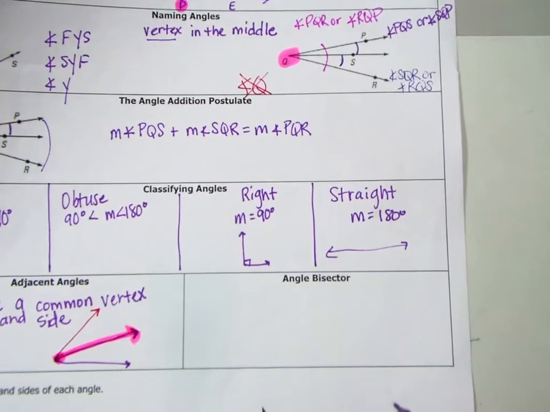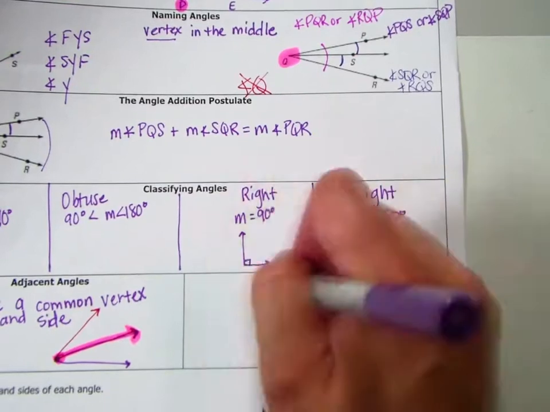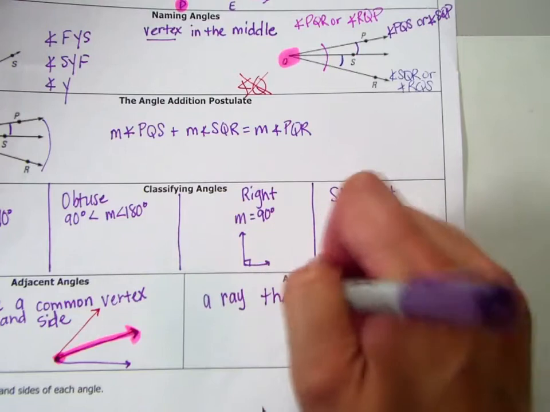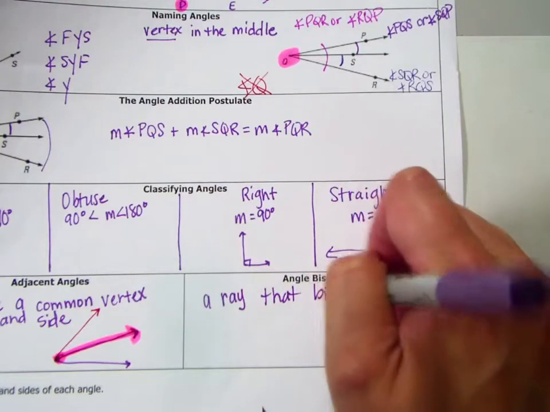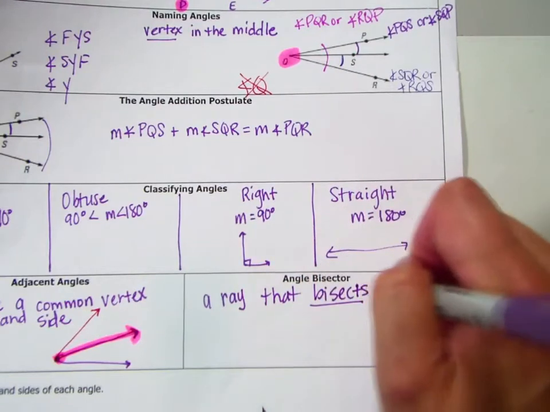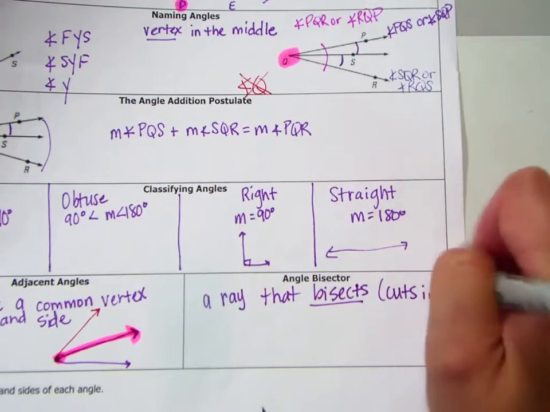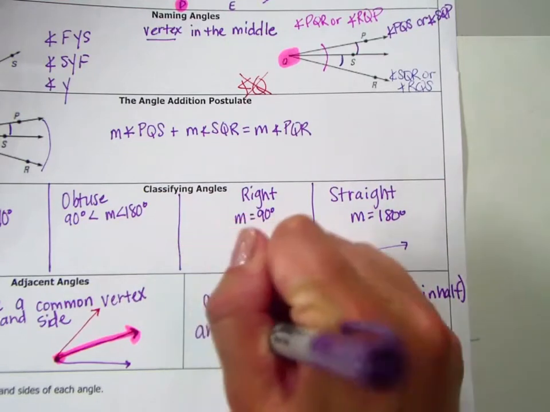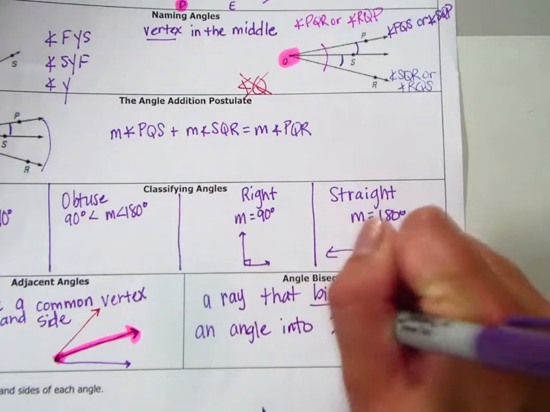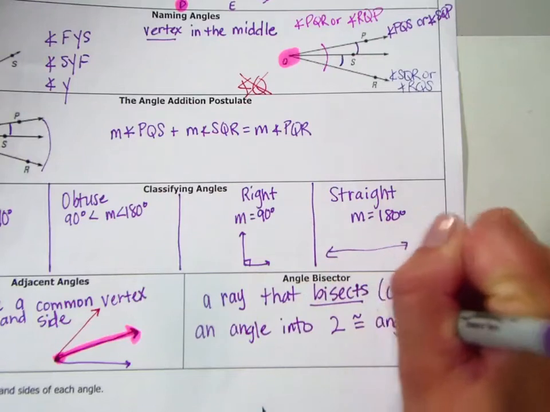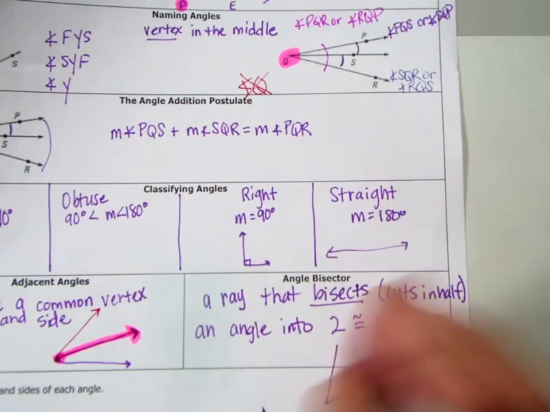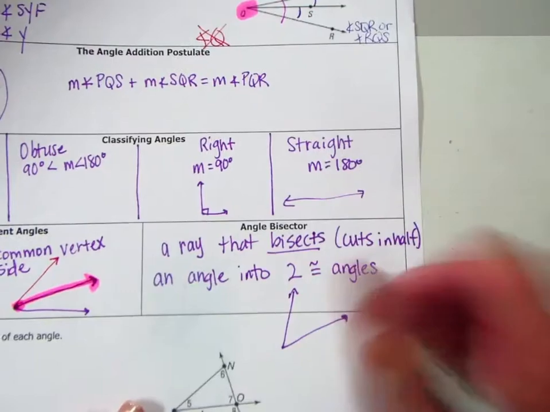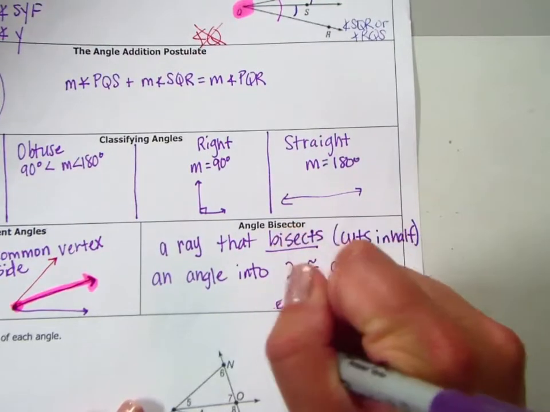Now, what we call an angle bisector is a ray that bisects. We should know what that word means. It means cuts in half an angle into two congruent angles. We've talked about segment bisectors. Now let's talk about an angle bisector. So here's my angle. Let's call this EFG.